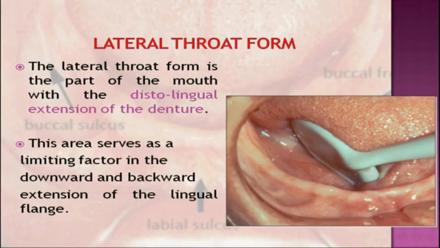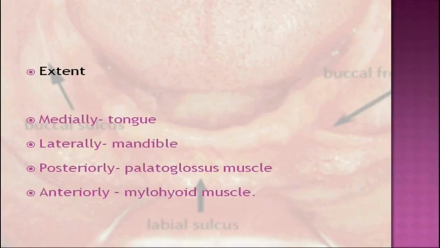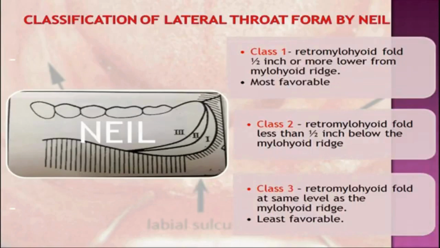It extends medially to the tongue, laterally the mandible, posteriorly the palatoglossus muscle, and anteriorly the mylohyoid muscle. Coming to the classification of lateral throat form, which was given by Neil, it shows the retention of the lower dentures and how much depending on the extent of the denture into the lateral throat form.